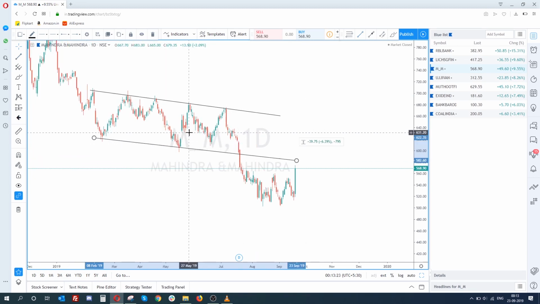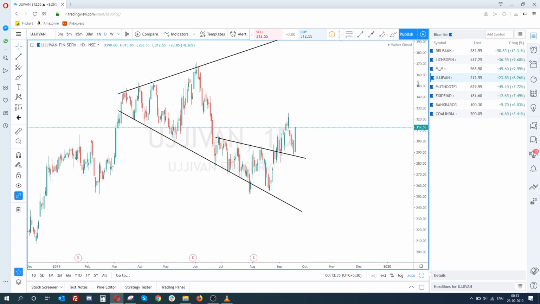So not only does it look good, it is also favorable to our risk reward, and we will also be able to make more money from this pattern. Okay. So let me just move to the next stock, which is Ujjivan.